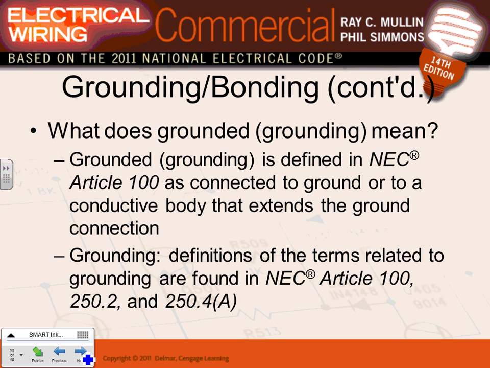So if the phase is to touch the frame of a piece of equipment, if it's not grounded, it's waiting for you to grab into this hot and electrocute you. Everybody understand the difference? Grounding the system is called the grounding electrode system. Grounding the equipment is called the equipment grounding conductor. So that's what all these are talking about. Ground is connected to the Mother Earth.